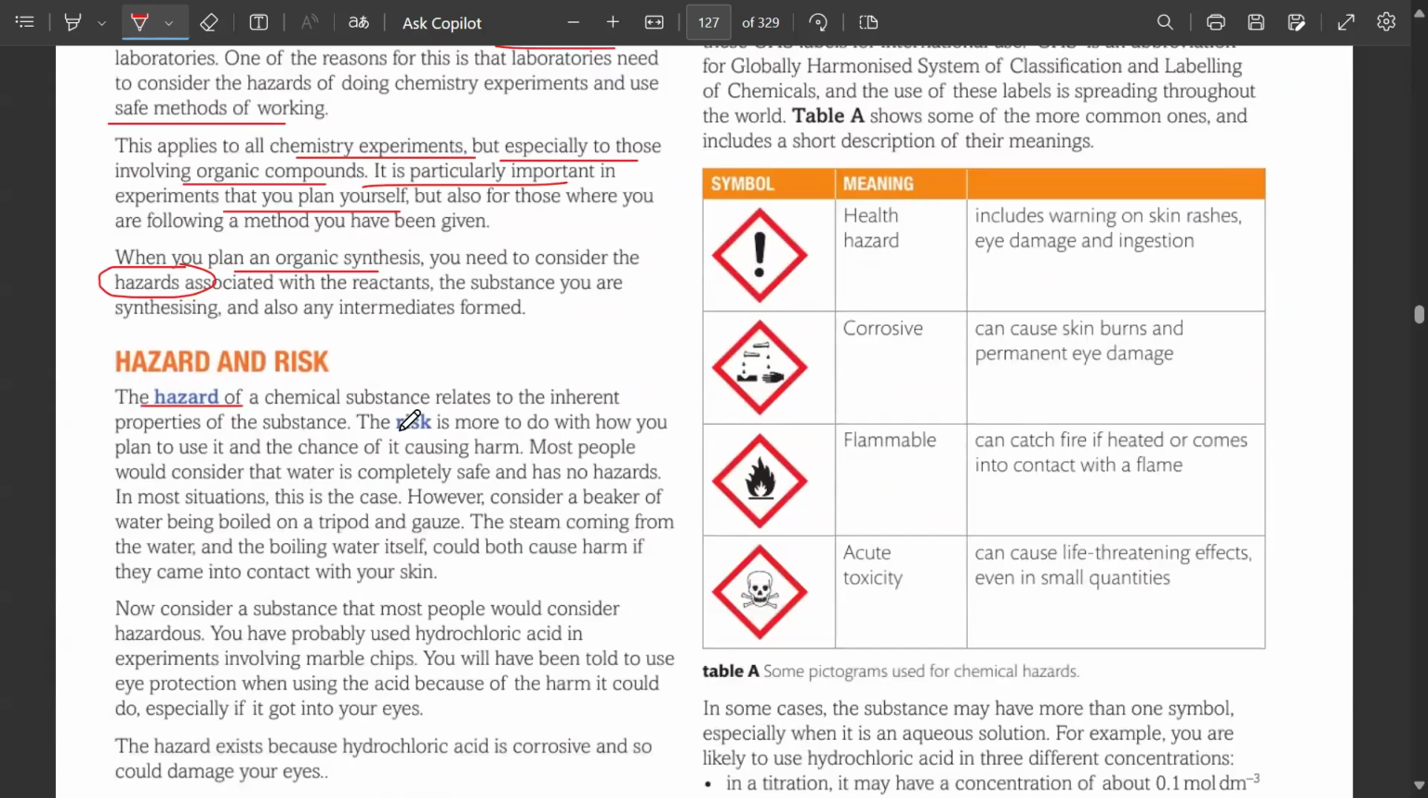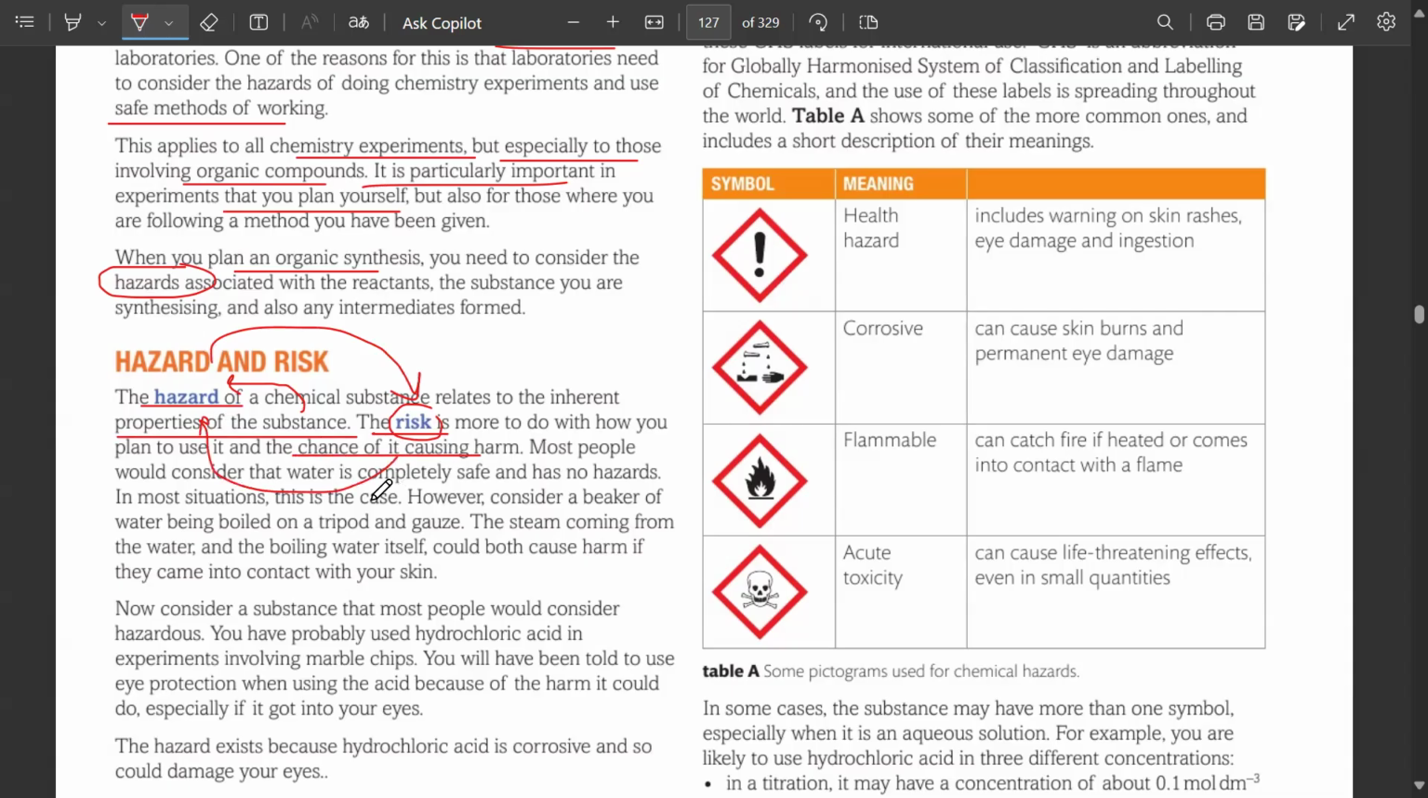So is there any difference between hazard and risk? The hazard of a chemical substance relates to the inherent properties of the substance. What are the different properties making it dangerous? And the risk is that you are using that hazardous substance and you have a higher chance, higher risk, meaning a higher chance of getting harm from that hazard.